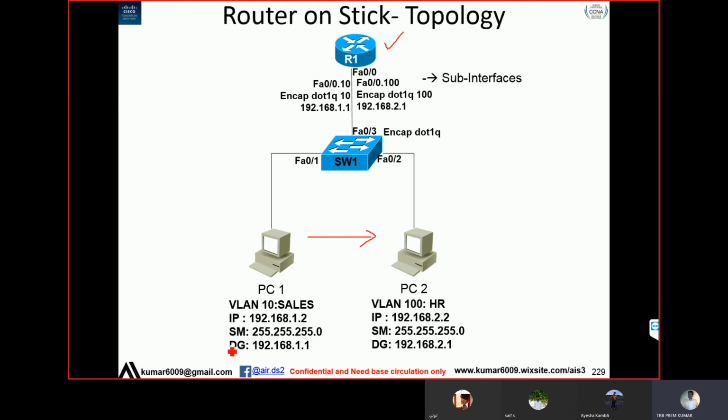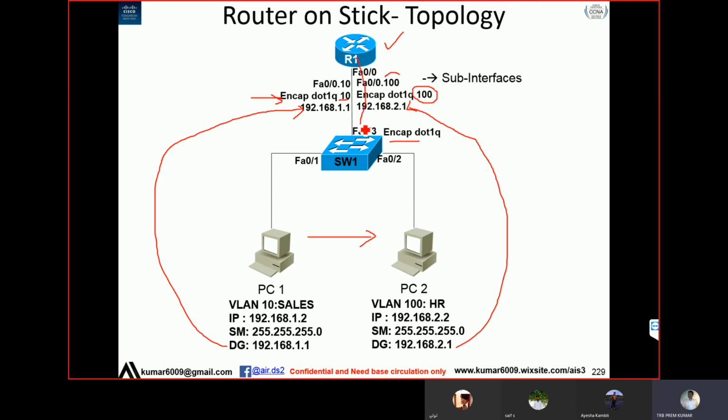So what I will do, I will configure the default gateway of the PC as the sub-interface IP address of the router sub-interface. And I will use encapsulation dot1q. So what will happen when the packet goes to port FA0/3, it will add VLAN 10 and go to the router. The router wants to send to VLAN 100, it will remove this tag and put the 100 tag and send it on the same port.